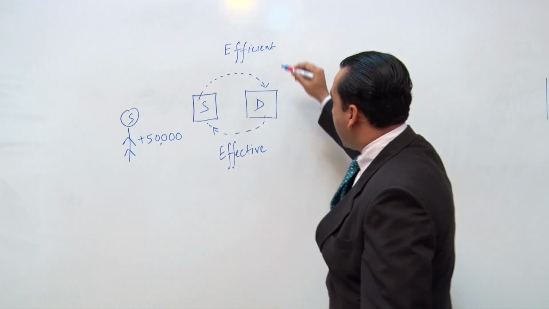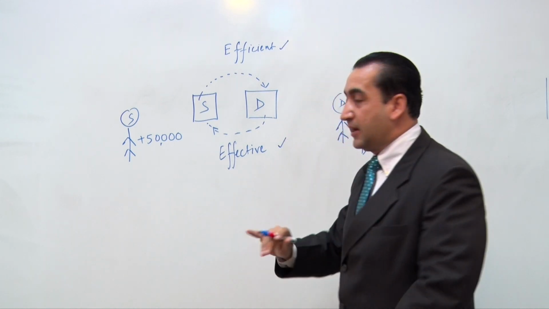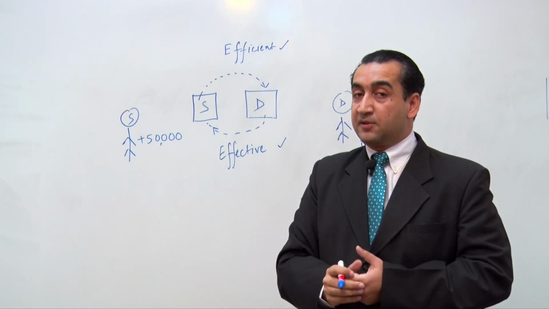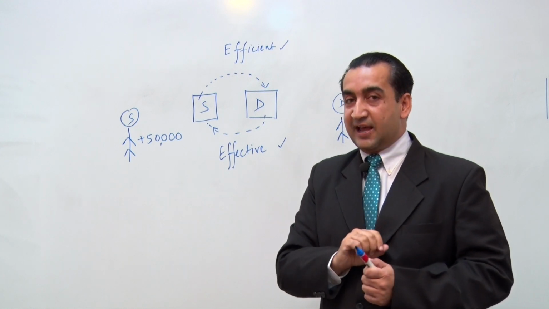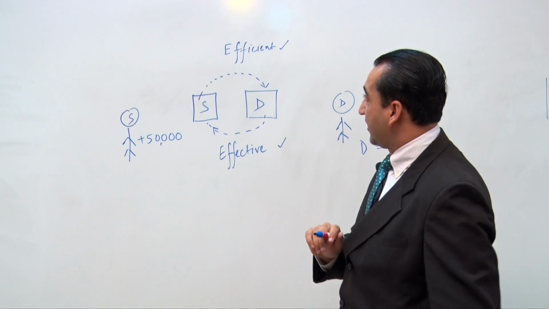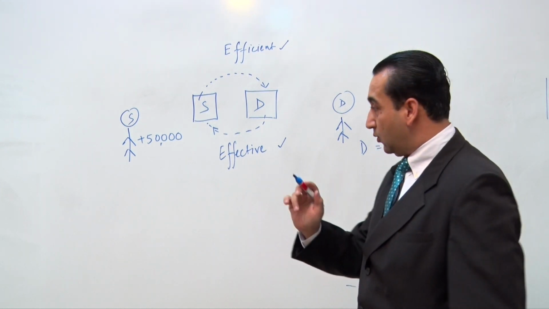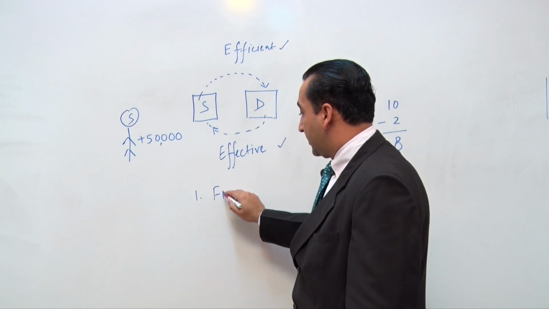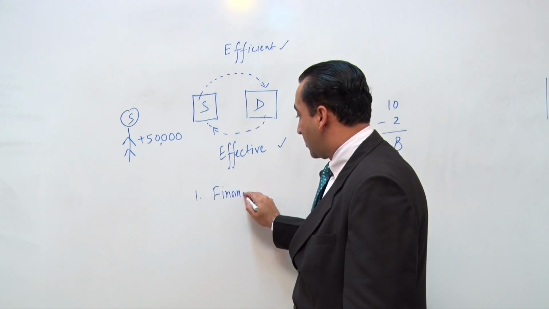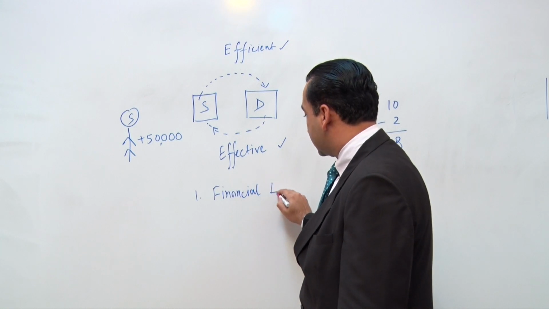Now, in order to have these two dimensions in any financial system, there are three requirements. So, three requirements are there to make this system efficient and effective. What are these three requirements? First, we require a dedicated set of financial institutions.